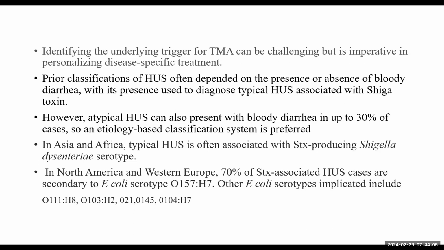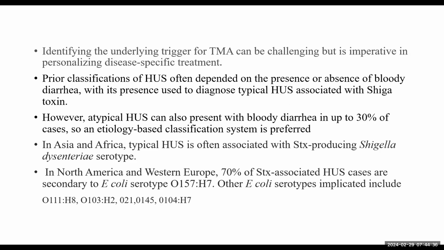So identifying the underlying trigger for TMA can be challenging, especially whether it's Shiga toxin associated or not. But it is imperative in personalizing disease-specific treatment in these individuals. So to classify the patient as either having typical or atypical may have some significance in treatment. The prior classification of HUS often depends on the presence or absence of bloody diarrhea, which is used to diagnose typical HUS, that's diarrhea-associated HUS or the Shiga toxin associated HUS.